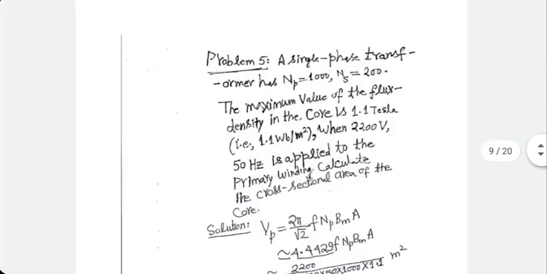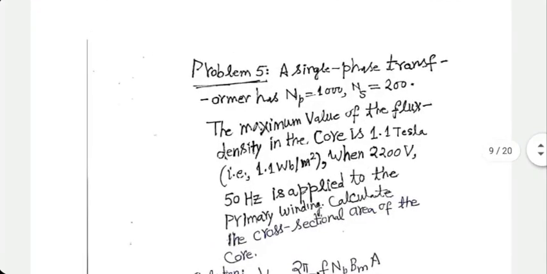Okay, one more interesting problem. A single phase transformer has NP equal to 1000, NS equal to 200. So turns ratio is 5, obviously. The maximum value of the flux density in the core is 1.1 Tesla. Tesla means Weber per meter square. When 2200 volt, 50 hertz is applied to the primary winding, calculate the cross-sectional area of the core.